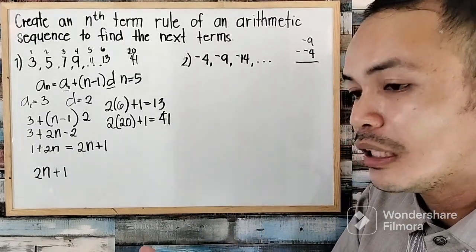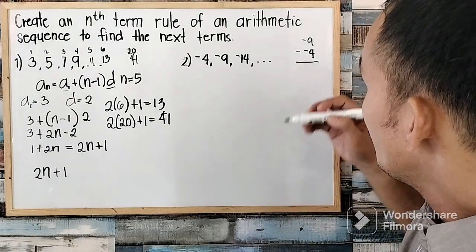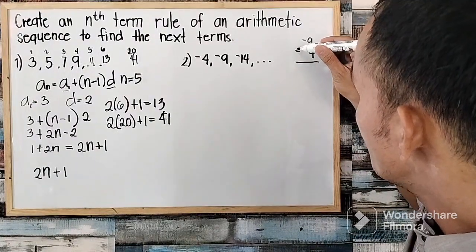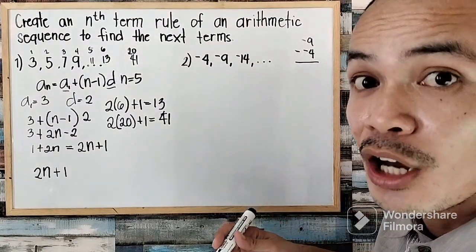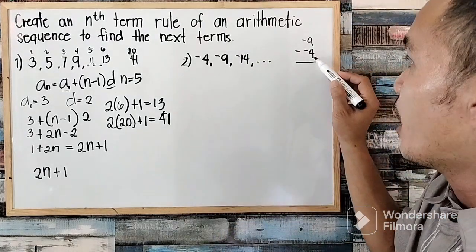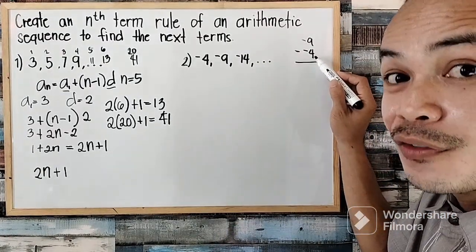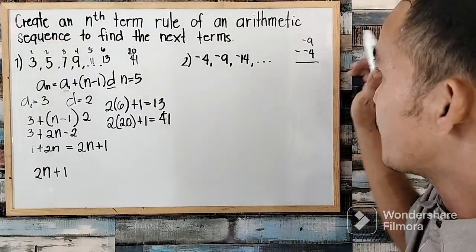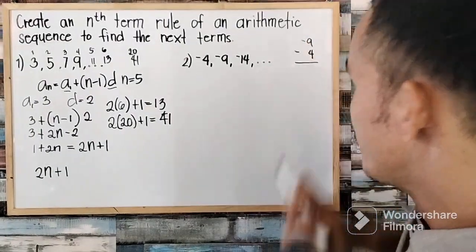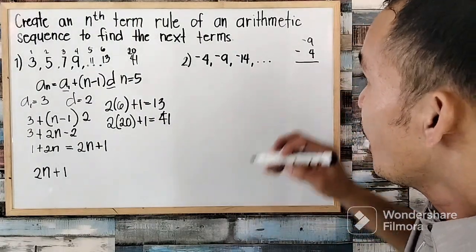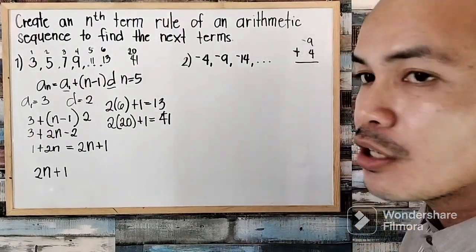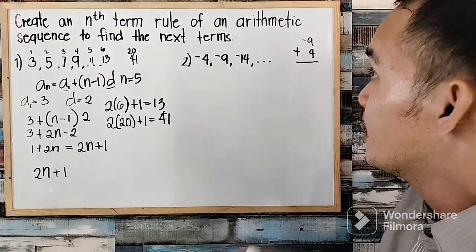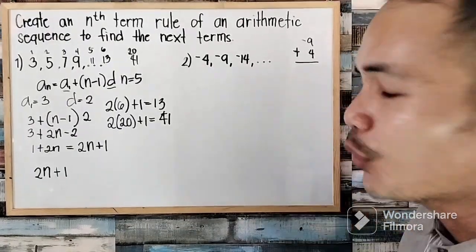Remember the rule in integer, right? If we are subtracting integers, we have to change the sign of our subtrahend. And our subtrahend here is negative 4, right? And it has a sign of negative. So, the opposite of negative is positive. So, i-change natin yan to positive 4 and proceed to addition. Instead of subtraction, mag-a-add ka na. It becomes negative 9 plus 4.